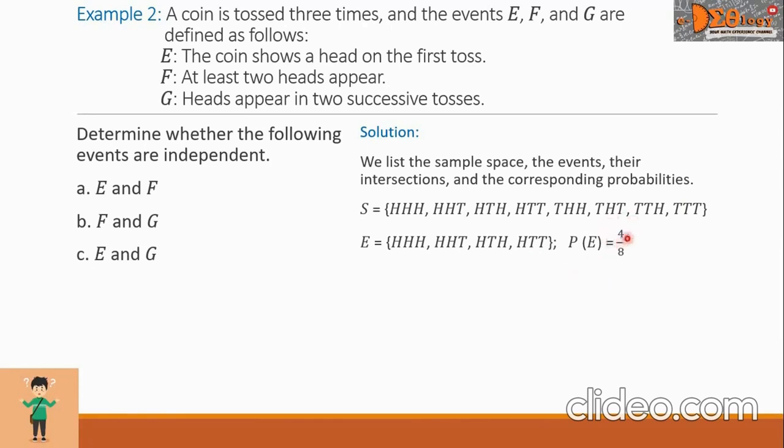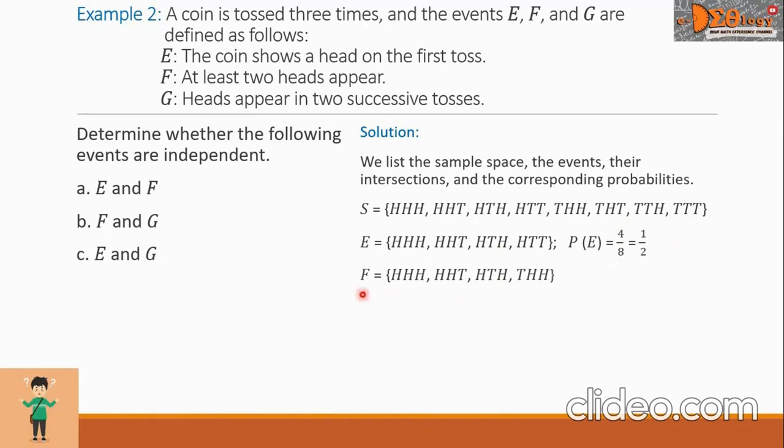The probability of E equals 4 over 8. We write here 4 because there are 4 possibilities in the event E, and the denominator is 8 because there are 8 possibilities in the sample space. We can reduce this to lowest terms, so 4 over 8 equals 1/2.